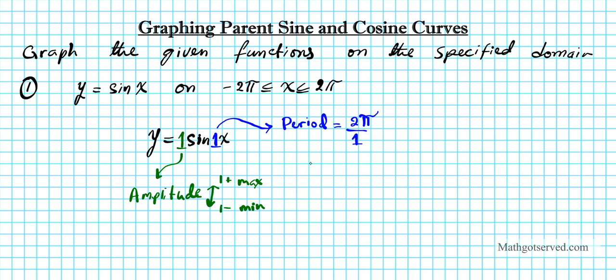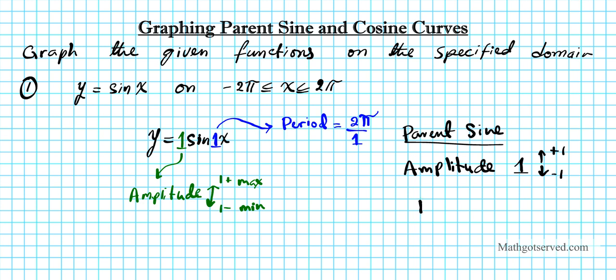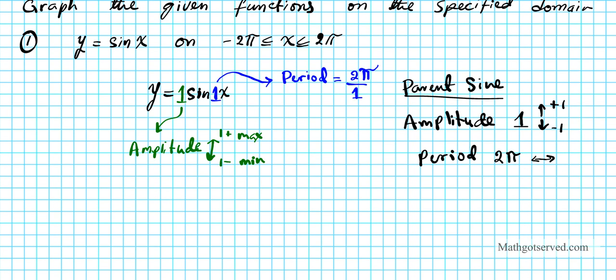So for the parent sine function, we have the amplitude. The amplitude is 1, which basically means you're going to go up 1 and down 1 from the center. And your period is going to be 2 pi. And this one goes side to side. It also tells us something about the calibration, which is basically how many quadrants it takes to yield this.